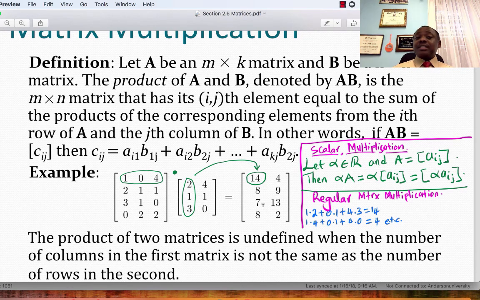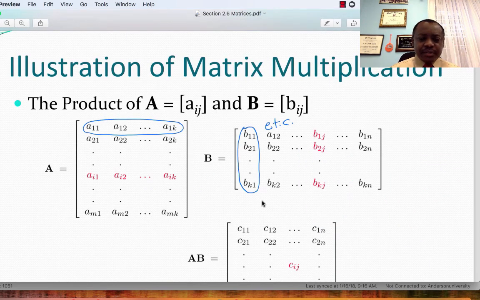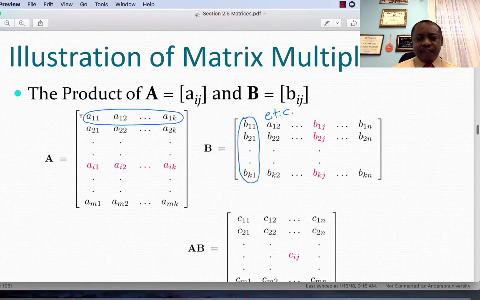The product of two matrices is undefined when the number of columns in the first matrix is not the same as the number of rows in the second matrix. So here's what we're talking about. We have our A, we have our B. This is an M by K matrix, and that is a K by N matrix, the K and the K. So multiplication is feasible. Again, I do my first row times the first column, and that goes right here. First row, second column, that goes right there. So all the operations I do with the first row would go on the first row.